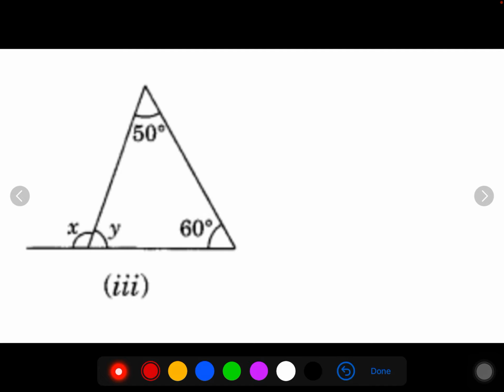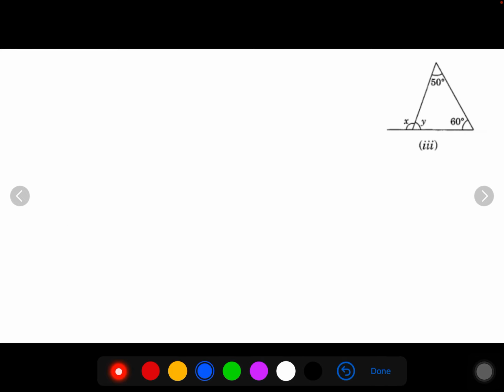So the question is, again directly we can apply either the angle sum property first or the exterior angle, it's up to you. So any property you can apply, any angle pair you can apply. Okay, so first let me apply the angle sum property. Okay, so I have 50, y and 60 here, so let me apply the angle sum property here. Okay, so y plus 50 plus 60 is equal to 180 degree.